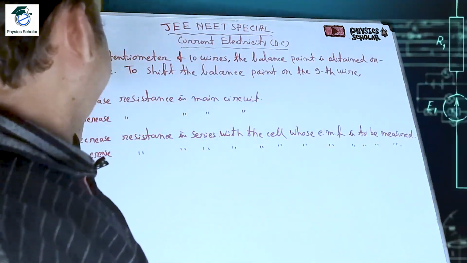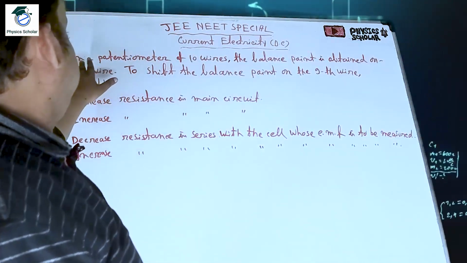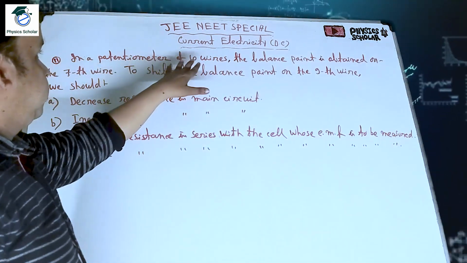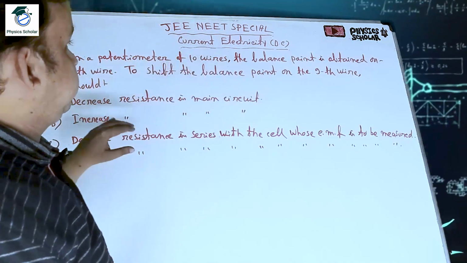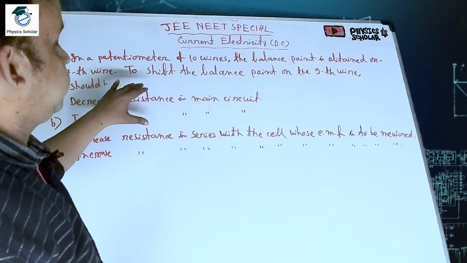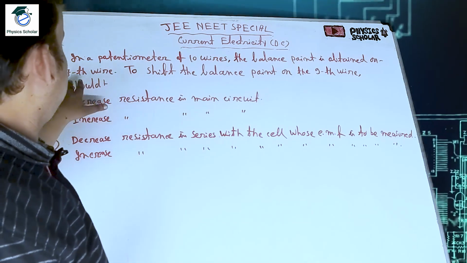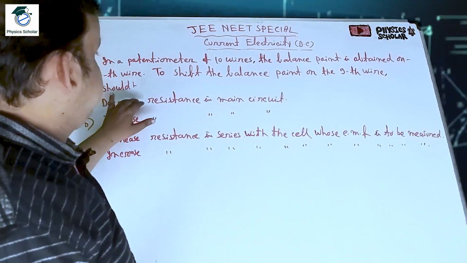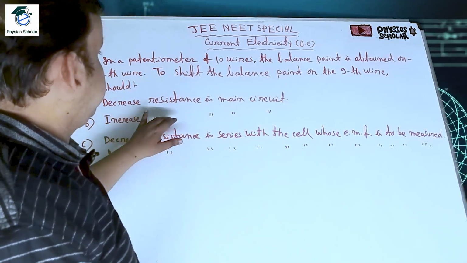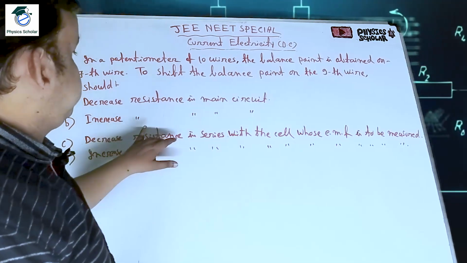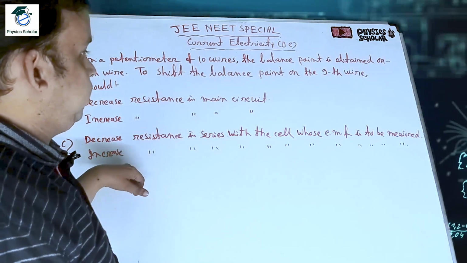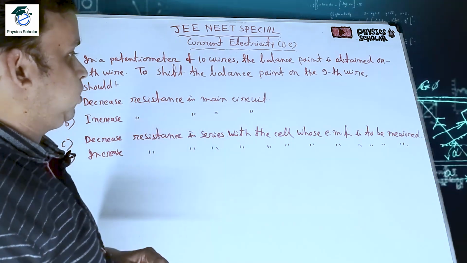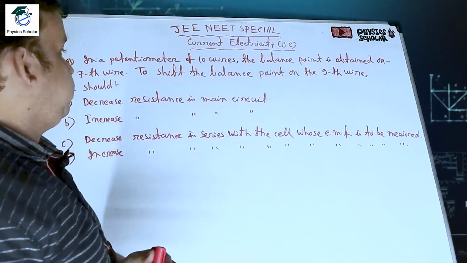Here is problem number 2 of today's episode. It is a conceptual question. In a potentiometer with 10 wires, the balance point is on the 7th wire. To shift the balance point to the 9th wire, we should: decrease the resistance in the main circuit, increase the resistance in the main circuit, decrease the resistance in series with the cell whose EMF is to be measured, or increase the resistance in series with the cell whose EMF is to be measured.